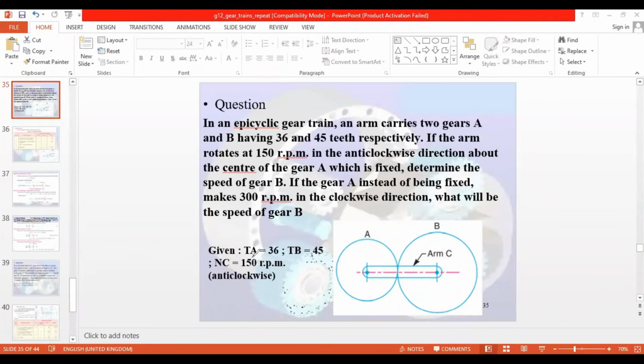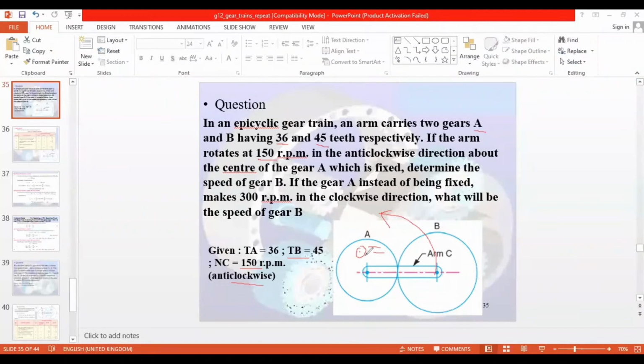TA, that is 36. So number of teeth on A is 36. TB is 45. Number of teeth on gear B is 45. NC is 150 rpm. So rotation of link C is 150 rpm, and that is anti-clockwise. So now this link is going to rotate like this. Okay, and this is fixed. A is fixed, so NA is going to be fixed. Question asked is, when this is fixed, what would be the speed of B?